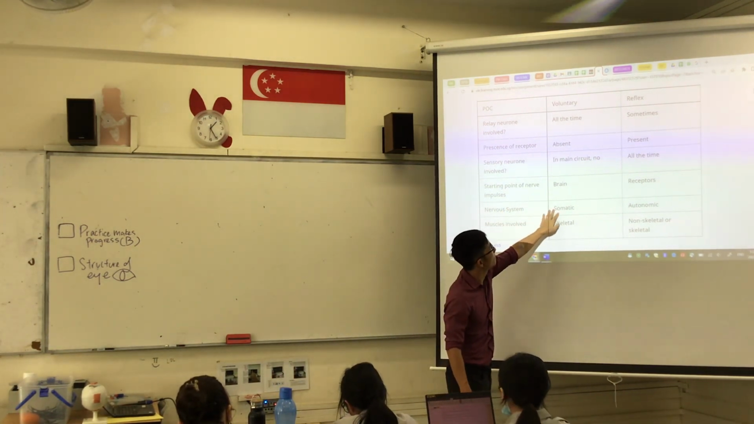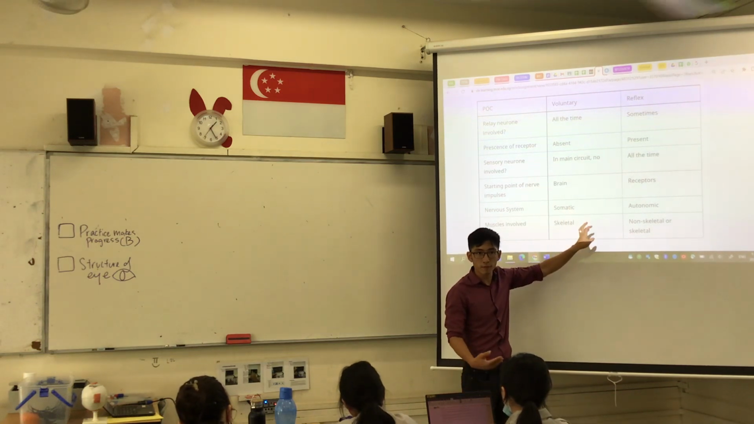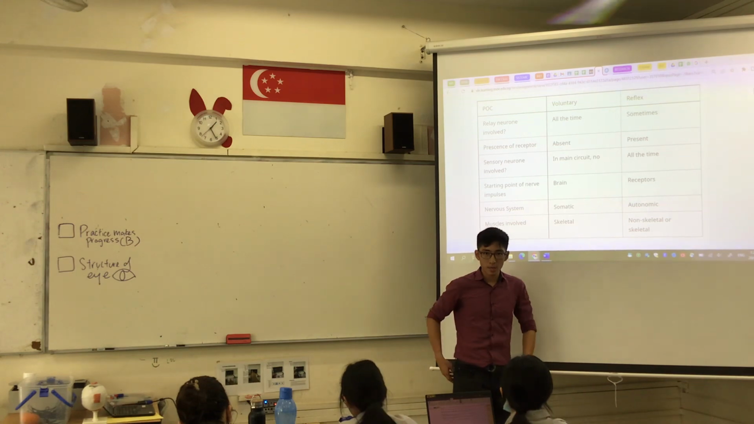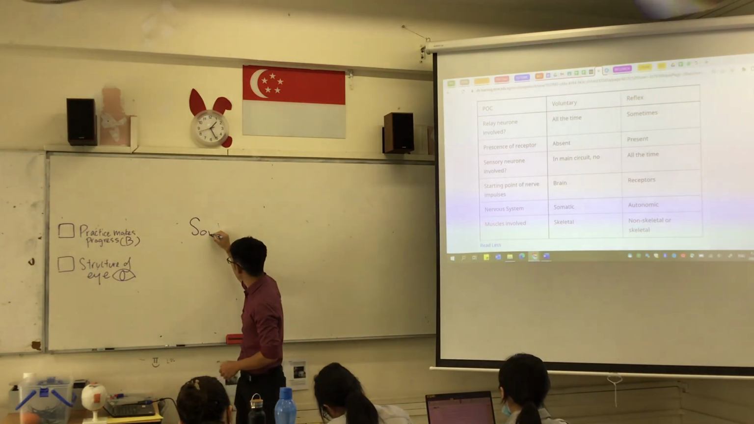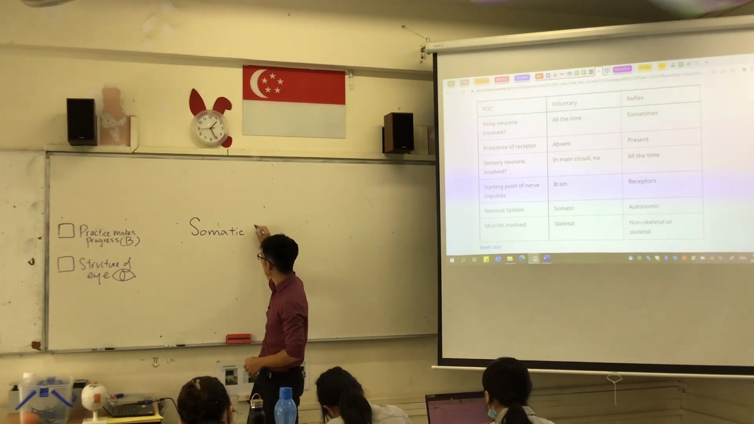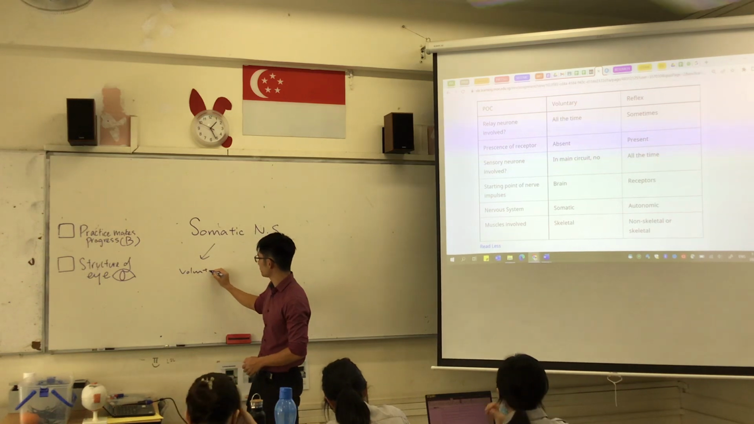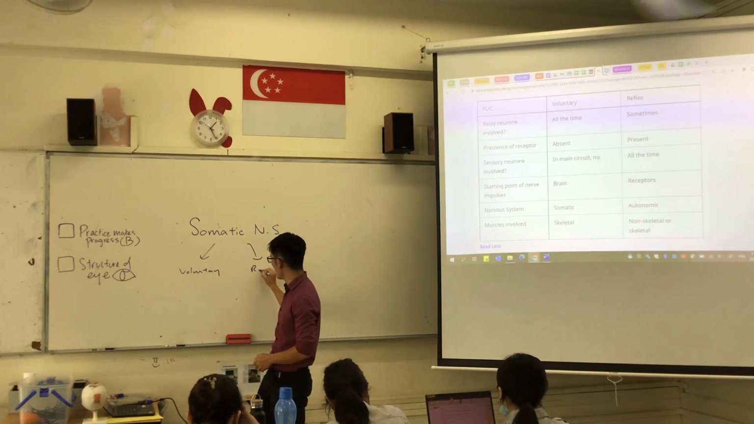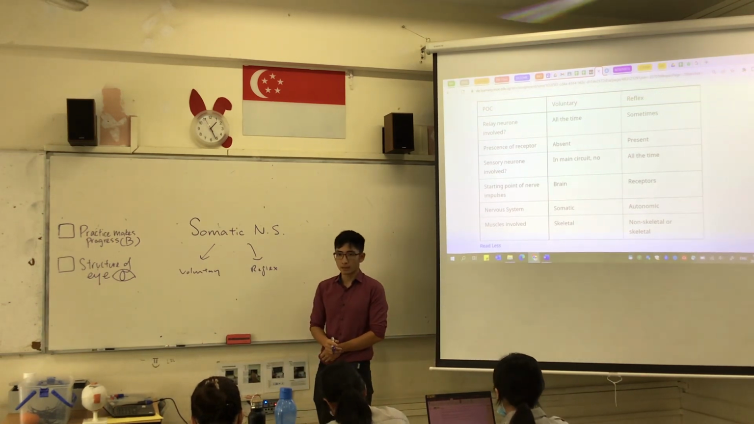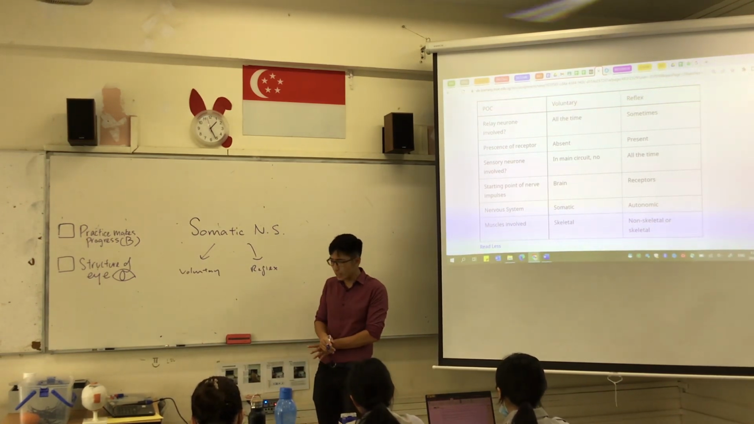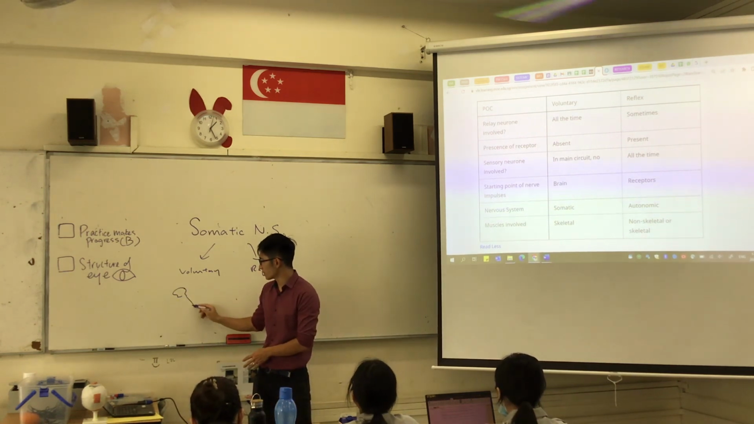Okay, this one: somatic nervous system can involve reflexes. Please take note, this is a common misconception. Somatic nervous system, it can be voluntary. It can also be of reflex nature, involuntary. And perhaps the best example I can give you is, you can voluntarily control your arm.